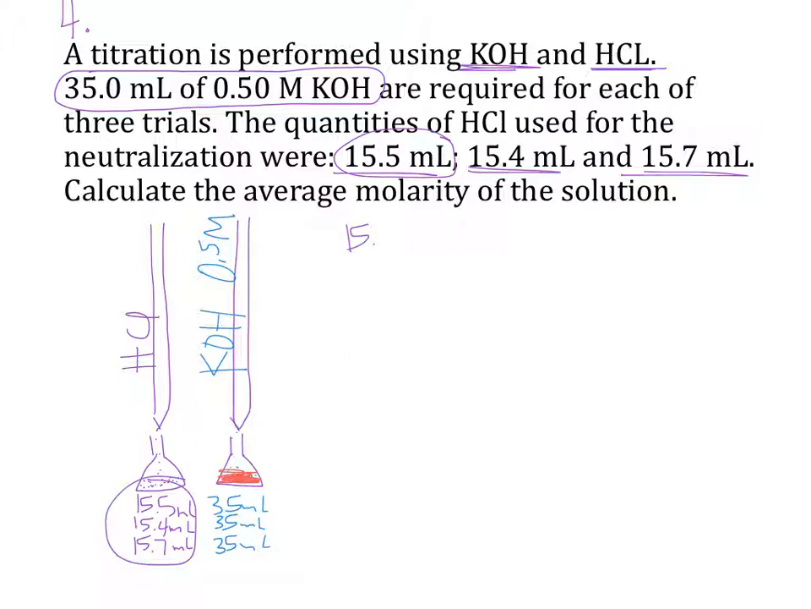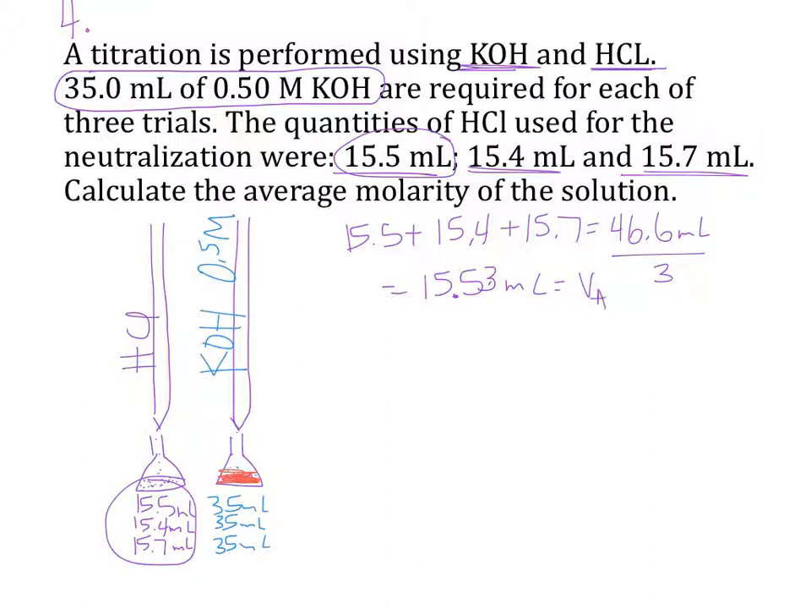So 15.5 plus 15.4 plus 15.7 is equal to 46.6 milliliters. Divided by 3, because there were 3 trials, is equal to 15.53 milliliters. That's my average volume of my HCl. So that is my VA. From there, it's a simple matter of MAVA equals MBVB.